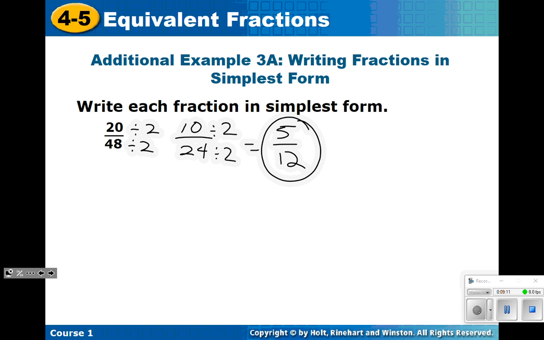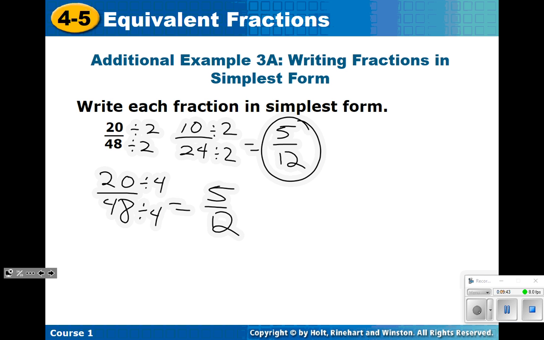That was the other thing. That's probably how many of your parents would want you to do it. 20 divided by 48, and they would go, okay, what's the greatest common factor for 20 and 48? And actually, it is not 2. It is 4. The greatest common factor for 20 and 48 is 4. So if you divided by 4 here, you divided by 4 here, you would end up with 5 over 12. Still, we're using greatest common factor to figure out simplest form.